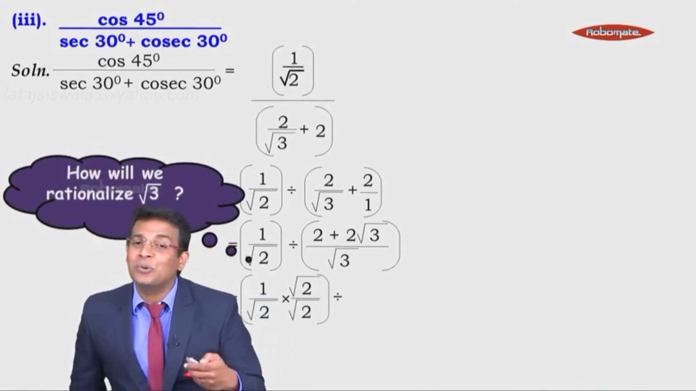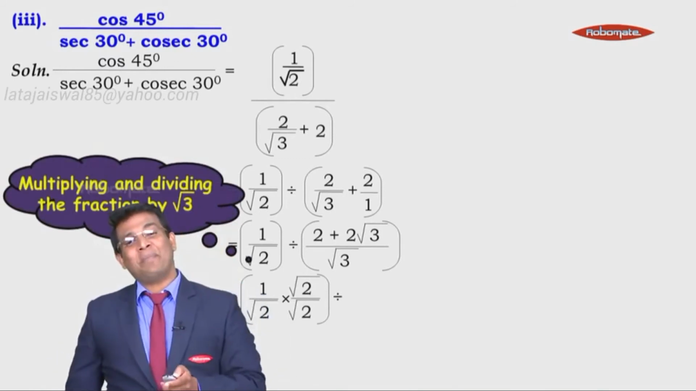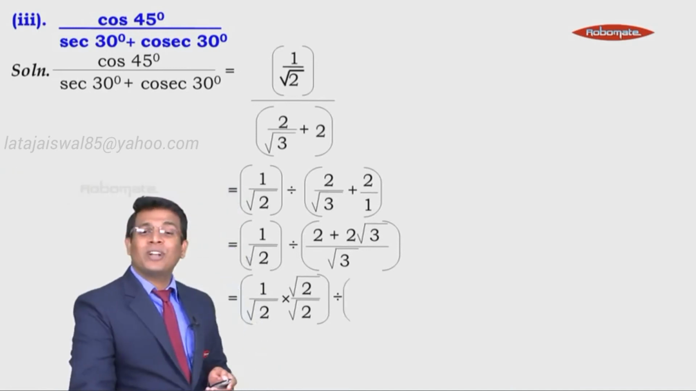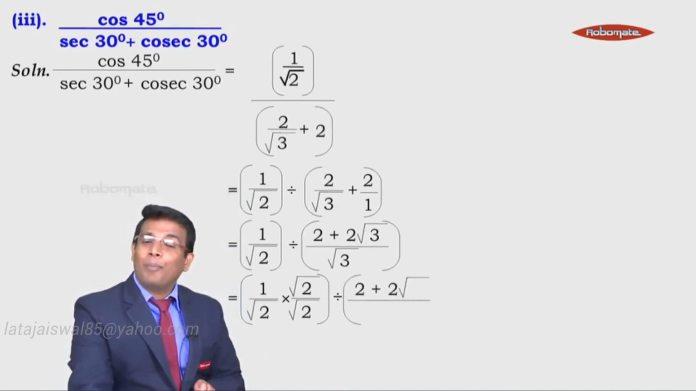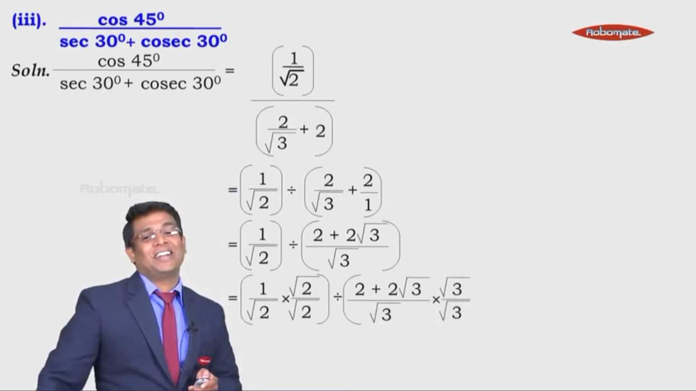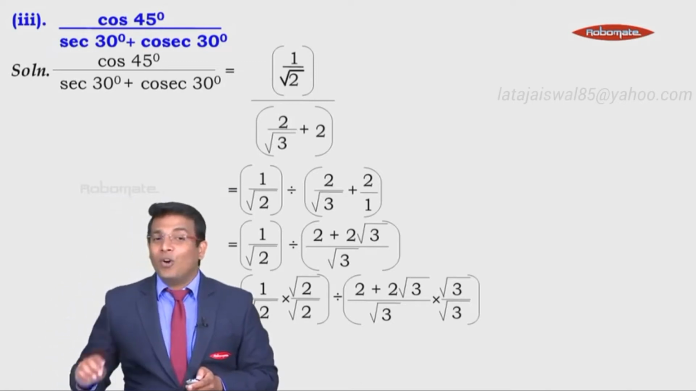Same way, if you look here, again we have root 3. So how do we rationalize root 3? Multiply and divide by root 3. Beautiful. So let's do it for the next expression now, that is 2 plus root 3 upon root 3. This multiply and divide by root 3. Easy. Now we solve it.